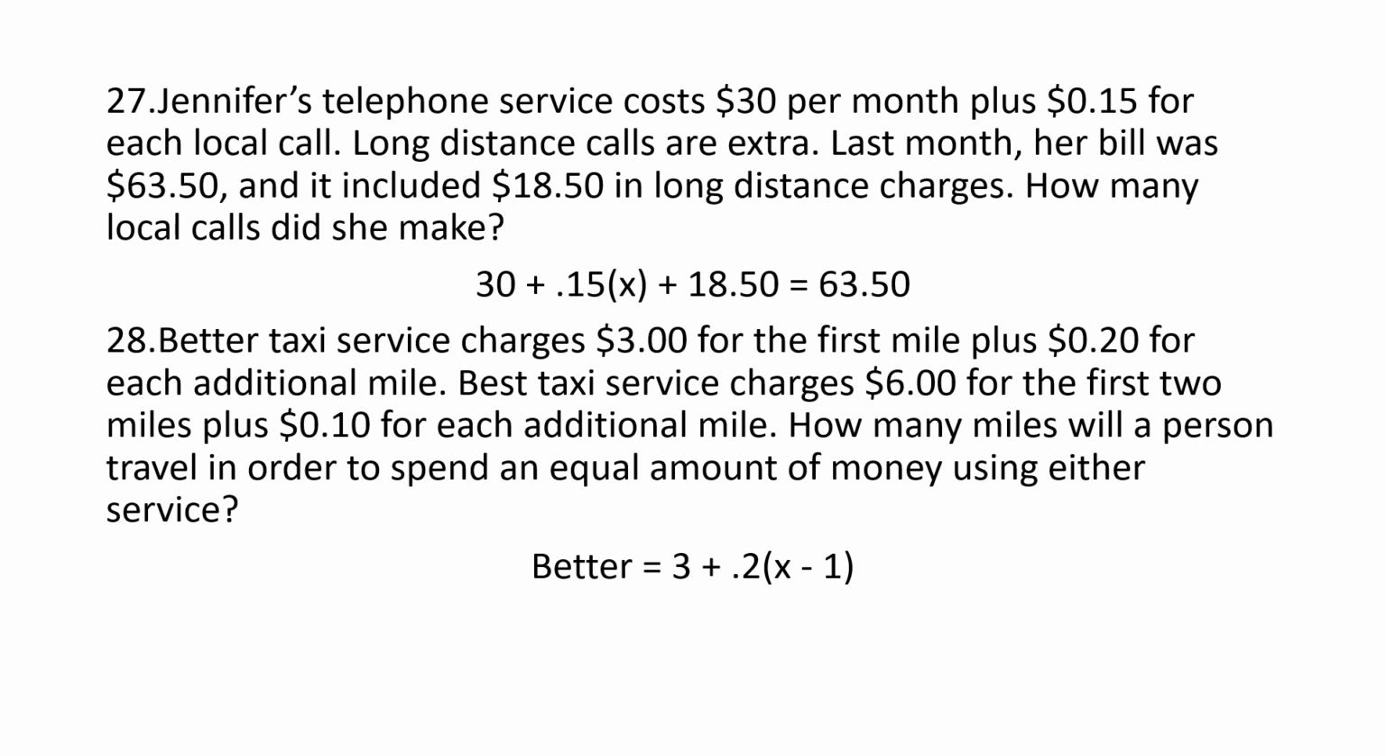The second one says Best Taxi Service charges $6 for the first 2 miles plus 10 cents for each additional mile. So what I'm going to do is pay that flat $6 for the first 2 miles, then 10 cents for any additional. So in this case, I'm going to do 10 cents times x minus 2 because that 10 cents does not count for those first 2 miles. And then it says, how many miles will a person travel in order to spend equal amounts? So just set those two equations equal to each other and solve for x.